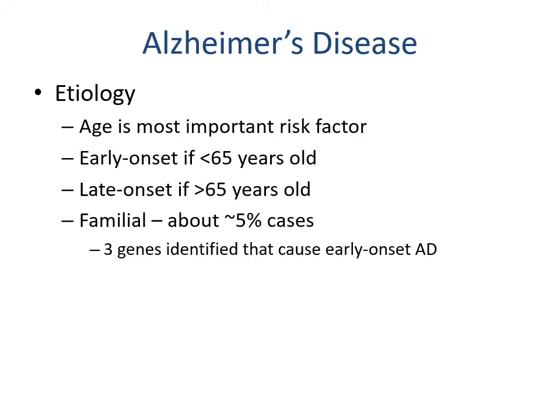So etiology: age is the most important risk factor. Early onset is if they're less than 65 years of age, and late onset is if they're greater than 65 years of age. And familial Alzheimer's accounts for about 5% of cases, and currently 3 genes have been identified that cause early onset Alzheimer's.